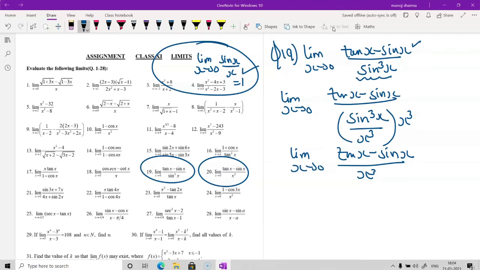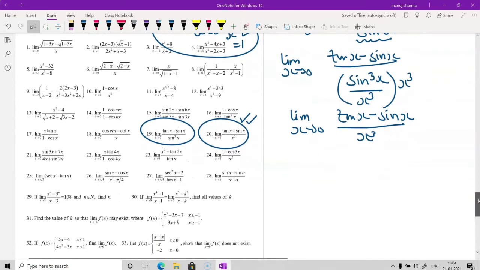Now you see I have reached this particular question, question number 20. Obviously some electronic boards have x cube a bit tilted, and electronic boards have these kinds of things which are a bit problematic, but in a short span of time we'll overcome these kinds of problems. Now it seems to be simpler.